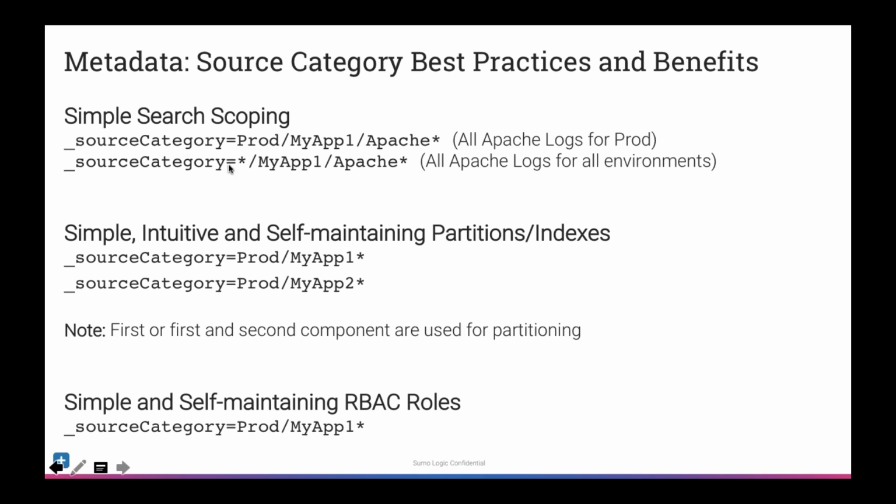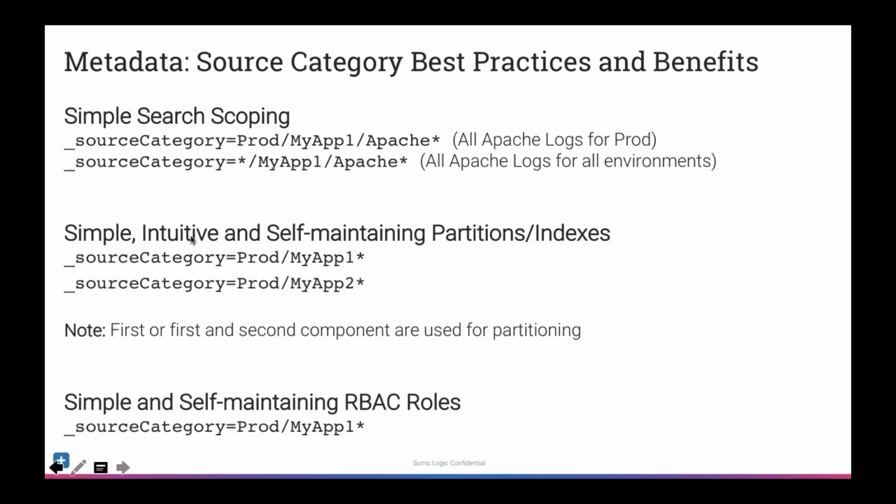If I said source category equals star my app Apache, that means I'm going to grab all my Apache logs, both from my prod and from my dev environments, and it's going to be the Apache access and the Apache error files as well. So I'm grabbing everything for that my app instance. If I had starred the my app, then I would grab it for both apps as well. So you start seeing how using a good naming convention can make the searching for your users a lot easier as well.